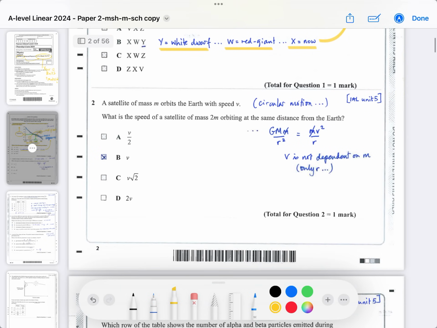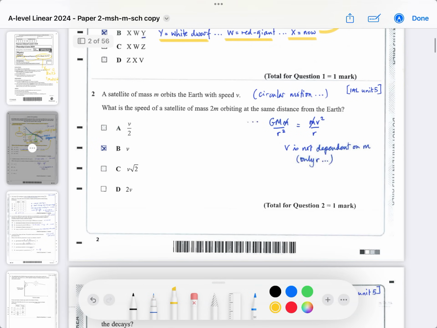That was a bit long-winded, but Hertzsprung-Russell diagrams are a very common question, so you need to understand what the different parts of it indicate. Question 2: a satellite of mass m orbits the Earth with a speed v. This is in further mechanics, circular motion. You can see I've also put which IAL unit it is from. The first one was Unit 5, and this one is also IAL Unit 5.